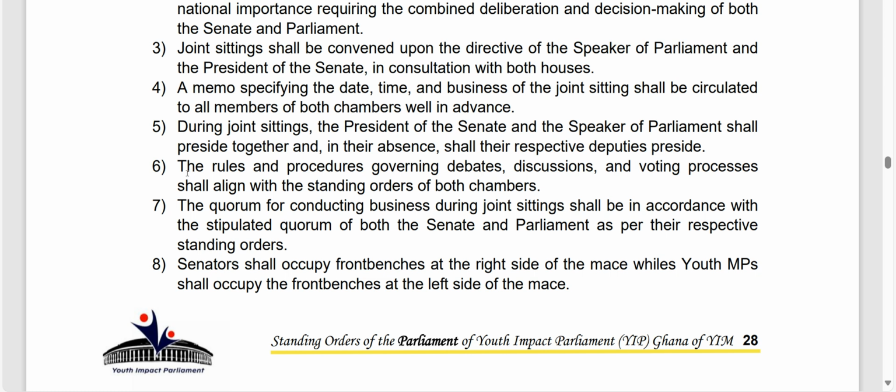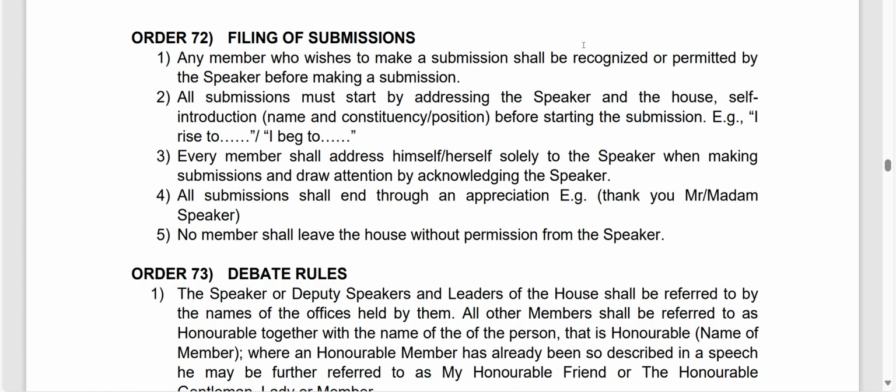Okay. So the rules and procedures governing debates and discussions and voting shall align with the standing orders of both chambers. That is why the provisions are the same. Because when we have joint sittings, we don't need to have conflicting rules. And the quorum is the same. Senators shall occupy the front benches of the right side of the House, whilst YIP MPs shall occupy the front benches of the left side of the House. So that is it for joint sittings.